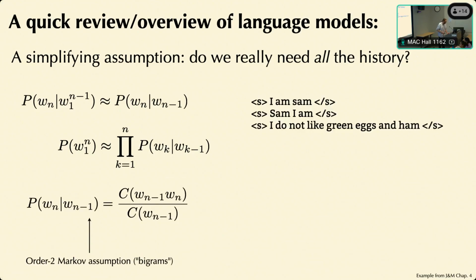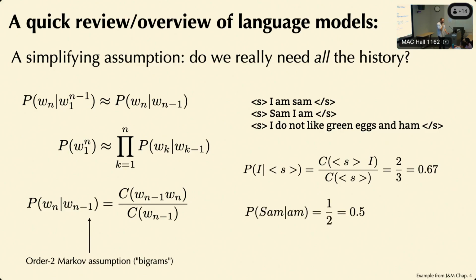So a really trivial example here: if this is our entire corpus, and we want to know the probability of a sentence starting with I, right? With a bigram model, we count up how many times we saw a sentence start with I, divided by how many times we see a sentence start at all. We get 2 out of 3. There's a 2/3 probability that if we draw a new sample out of this distribution, it'll start with I. And of course, for Sam following am, we know that every time we see am, we're 50% likely to see the word Sam after it in this tiny toy corpus.